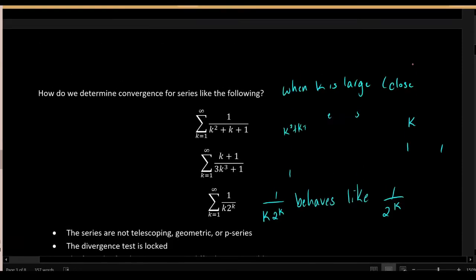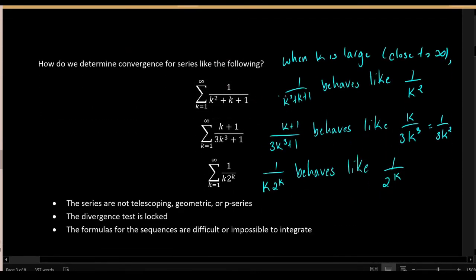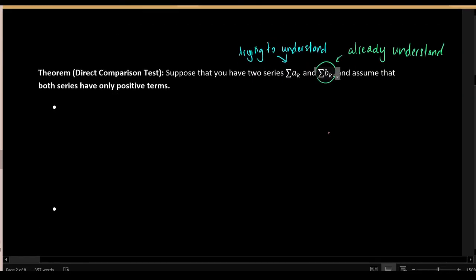For example, scrolling up to the previous page, the setting would be like, I have the series 1 over k squared plus k plus 1, and I'm trying to figure out what this series is doing. The series that I'm going to use for comparison, the series b_k, whose behavior I already understand, would be the sum of 1 over k squared. I already know that that converges via the p-series test. So you have one series that you're trying to understand, and then you have some second series that you're going to compare to the first, some second series whose behavior is already known.